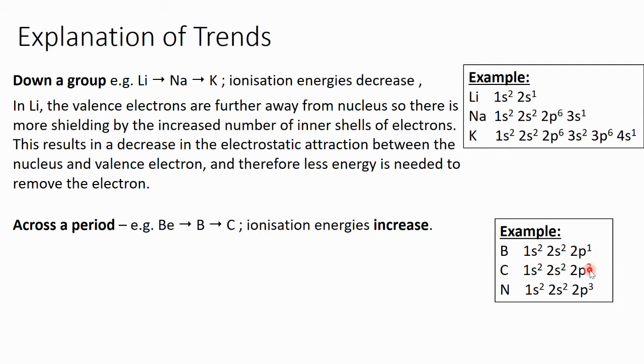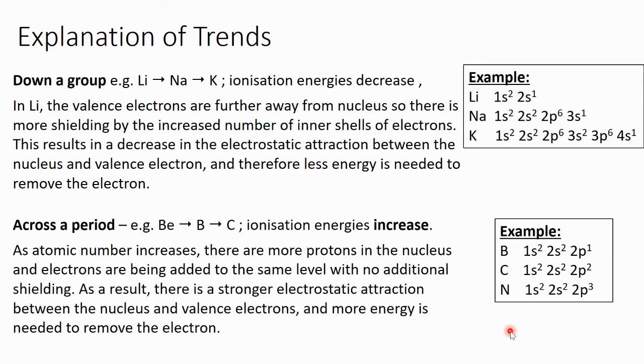So you've got boron, carbon, nitrogen. These electrons are going into the 2p subshell, and the ionization energies increase as you go from boron to carbon to nitrogen. But then you need to explain why. As atomic number increases, there are more protons in the nucleus and electrons are being added to the same level, in this case adding to 2p. So there's no additional shielding. The inner electrons, or core electrons, are not changing, so the shielding doesn't change as you go from boron to carbon to nitrogen.